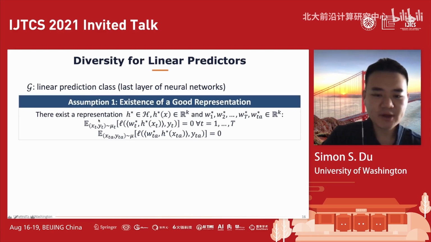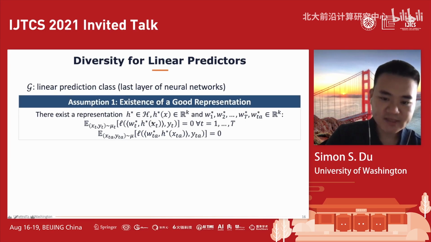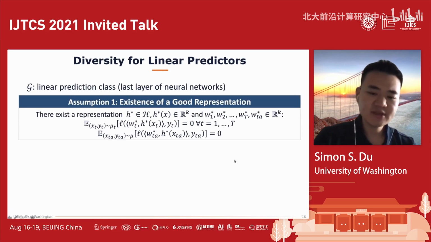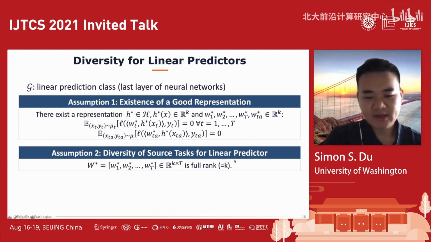So the assumption is the following. The first assumption is that there exists an H star in H such that H star maps any input into R^K. And for the linear predictors, we have W1 star to WT star and W_{T+1} star that are also in R^K, such that the composition with the inner product between Wt star and H star of an input Xt has zero loss with respect to the label Yt. Similarly for the target task. This is just a rewriting of the first assumption, the existence of a good representation. And the second assumption is more important and more non-trivial.